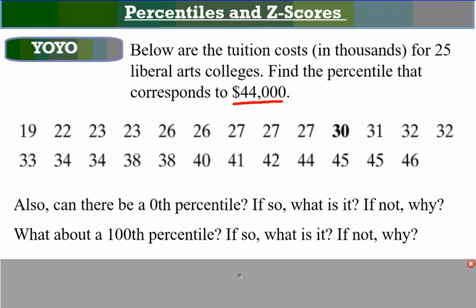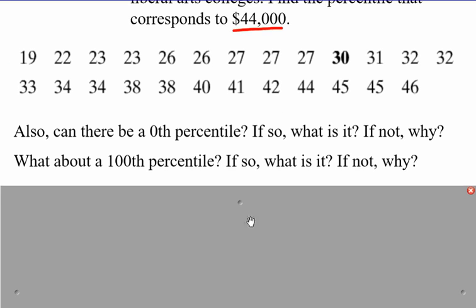Okay, the first one was just simply finding the percentile for 44,000. Well, 44 is right here. It's on the higher end. And there's two ways you can do this. I want to find the number that are below 44, and that's a lot of counting. So instead, I'm going to count, okay, I've got 44, and then 45, 45, and 46.